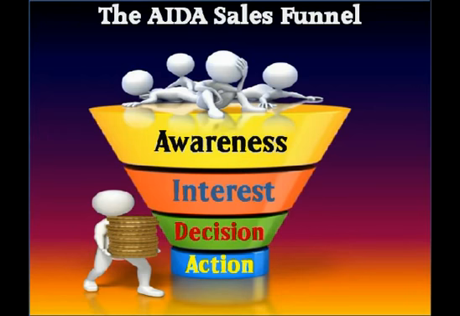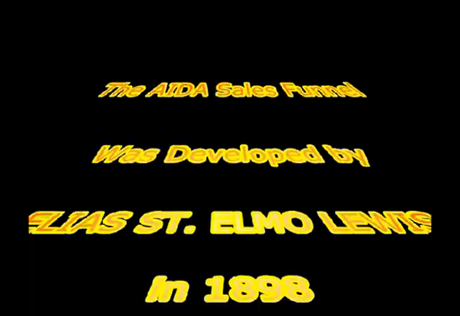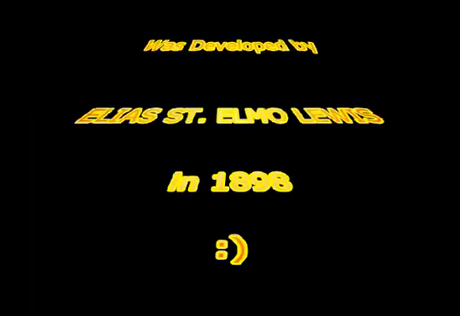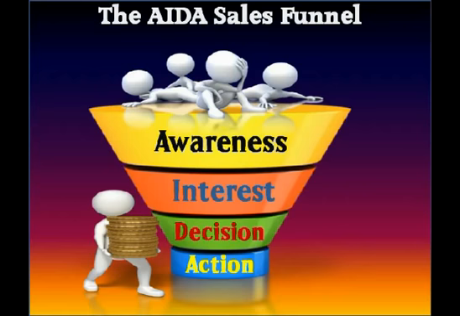The sales funnel at a basic level looks like you see in the picture, and that's the AIDA model, and it was developed by John Smith in 1947. Okay, I made that up, but it was developed by somebody a long time ago, about 50 years ago, I believe, or even longer, and they called it the AIDA sales funnel. The acronym stood for awareness, interest, decision, and action.